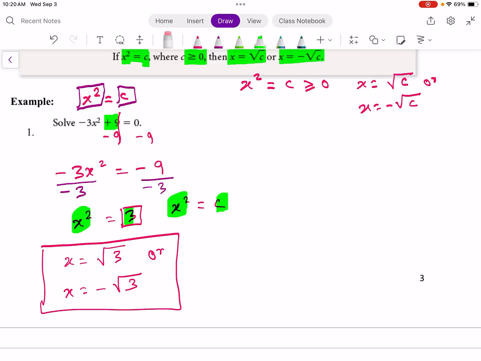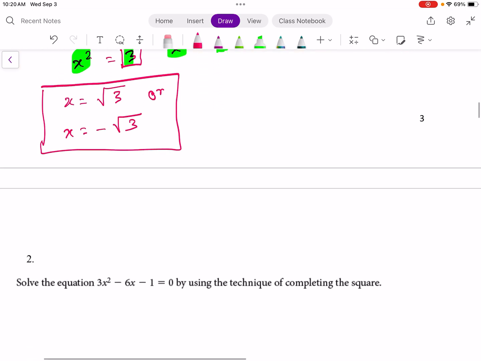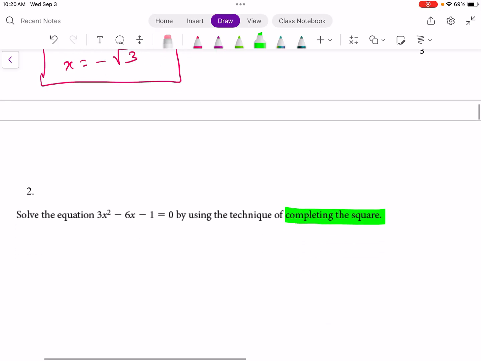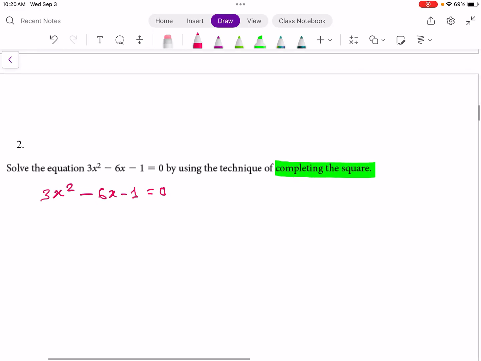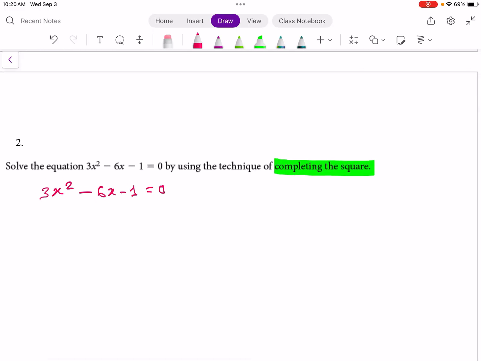All right, now let's go to the next method. Next method is completing the square method. So let me write down a quadratic equation. So that is 3x square minus 6x minus 1 equals to 0. So this is our quadratic equation. We are solving this using completing the square method.